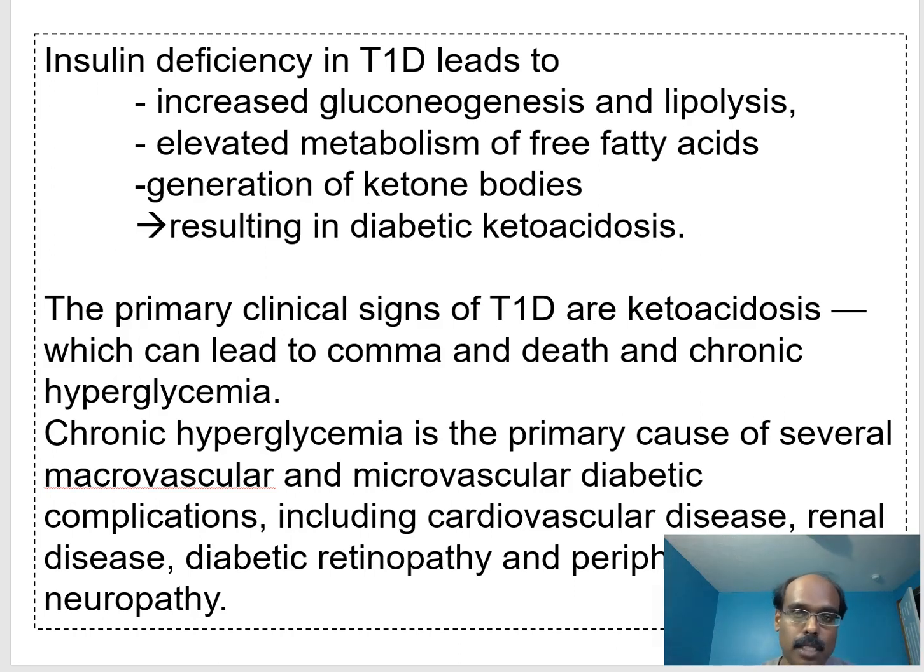Gluconeogenesis is a process that makes glucose from non-carbohydrate substrates, and we talked about lipolysis. That means breaking down lipids, and elevated levels of free fatty acid and utilization of free fatty acid results in generation of ketone bodies that could form diabetic ketoacidosis. And if someone has diabetic ketoacidosis, that could also lead to coma and death, and when they have chronic hyperglycemia, it could also cause macrovascular and microvascular diabetic complications, where they could affect the heart and result in cardiovascular disease. They could also have renal disease and diabetic retinopathy.